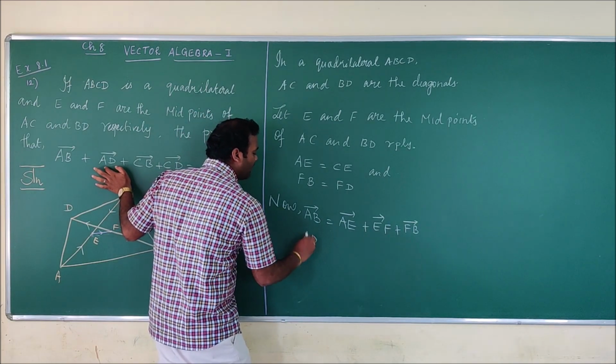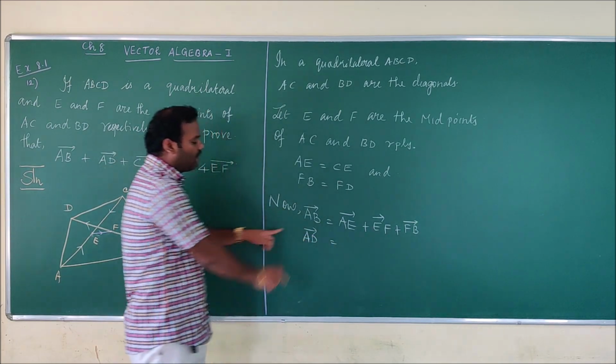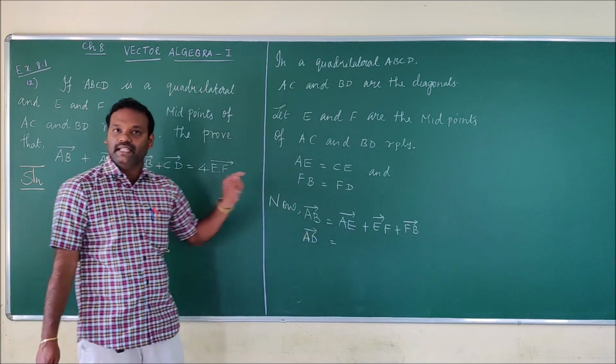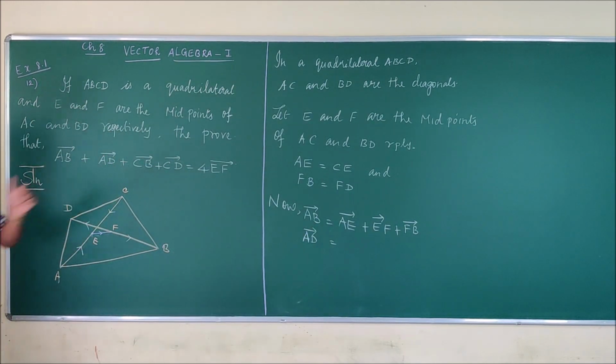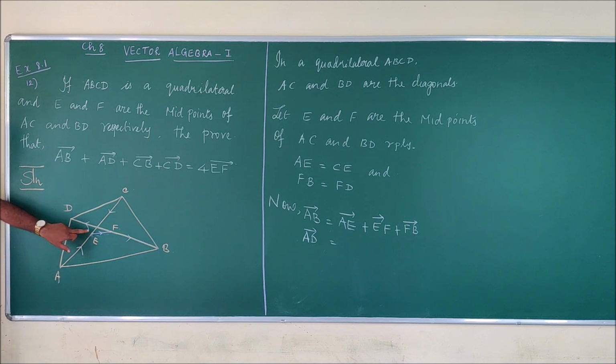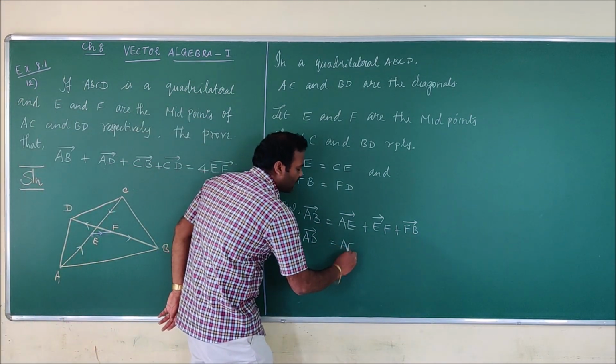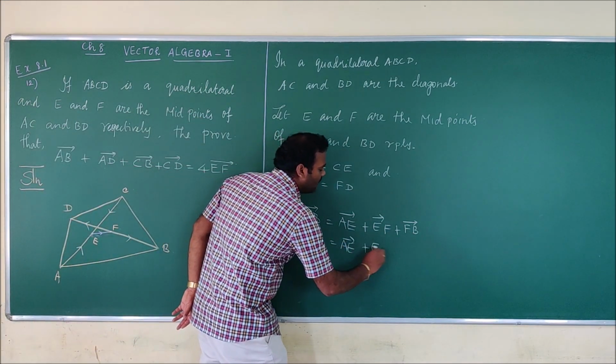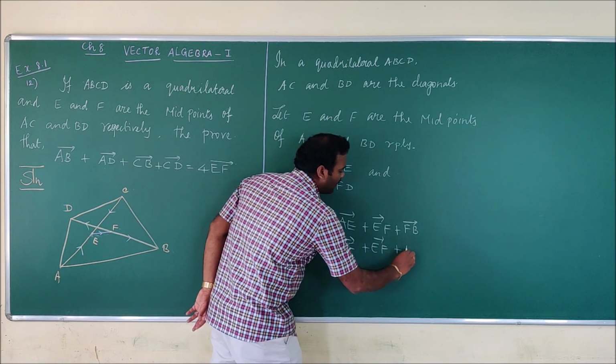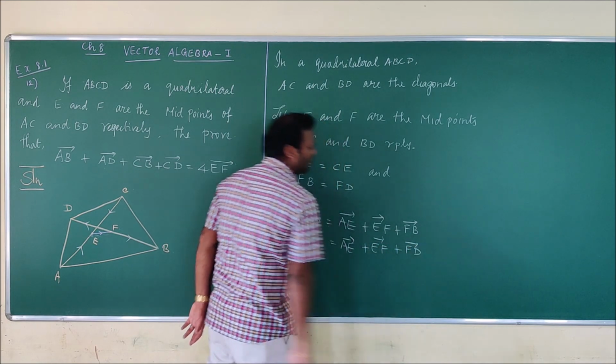Then the AD vector. You have to start with A and end with D, and you have to go along E and F. So let us start with A: AE vector plus EF vector, and then you go to D, so FD vector. So AD vector is AE vector plus EF vector plus FD vector.